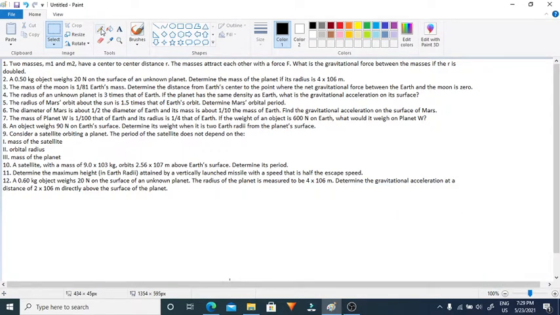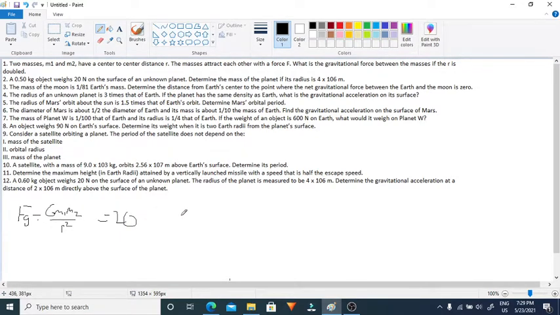All right, and then finally, number 12, a 0.6 kilogram object with 20 newtons on the surface of an unknown planet. The radius of the planet is meant to be 4 times 10 to the 6th. Determine the gravitational acceleration at a distance of 2 times 10 to the 6th directly above the surface of the planet. Okay, so we'll start off writing this equation. It's G M1 M2 over r squared. And that's going to equal 20 newtons.